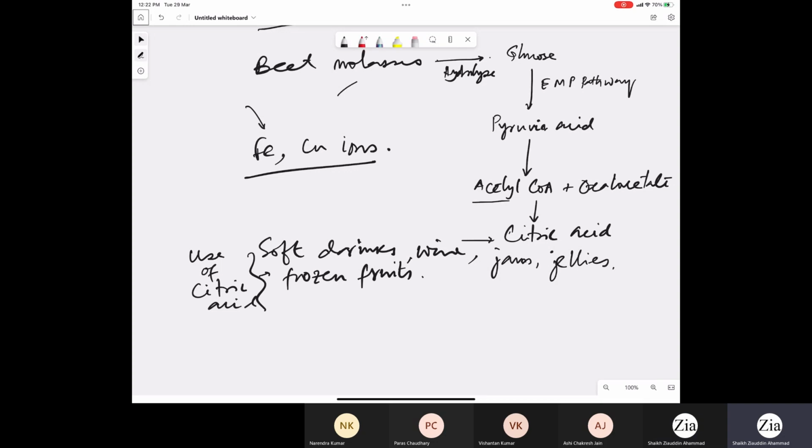So this is also used as an artificial flavoring agent. Citric acid is used as an artificial flavoring agent in certain dry materials. You might have seen powders, and powders will have different kinds of smell or flavor. One of the common uses of citric acid is to get the citrus flavor.